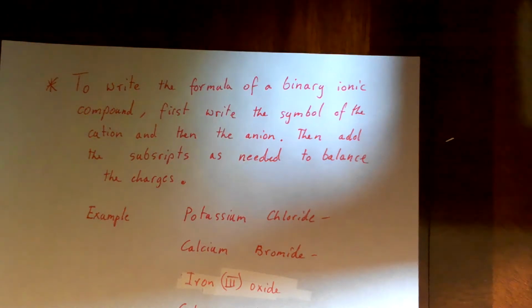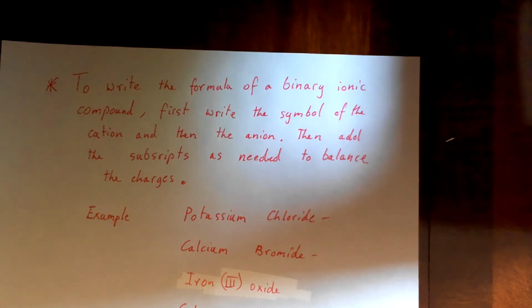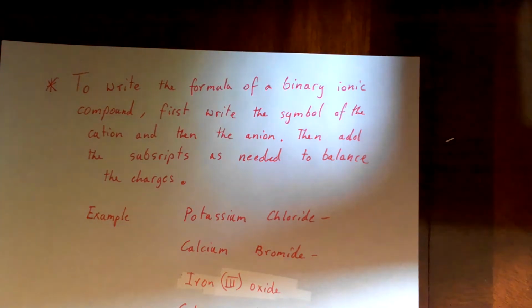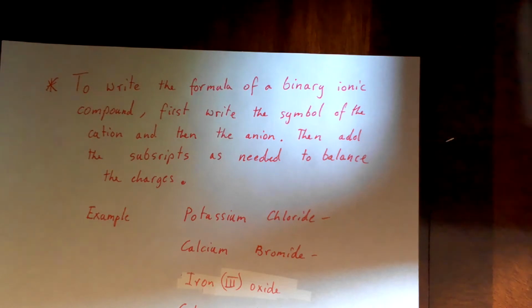To chapter 9.2, naming and writing formulas for ionic compounds. First thing we're going to learn is how to write the formula for binary ionic compounds. We already did this sort of in chapter 7, so I'm going to review chapter 7 but go into more detail here.